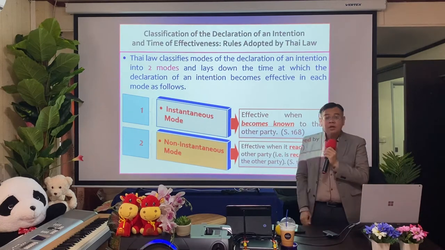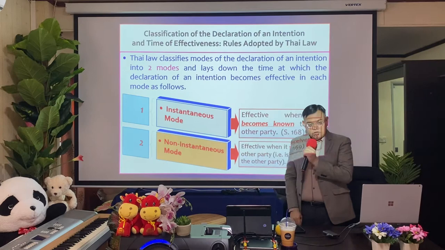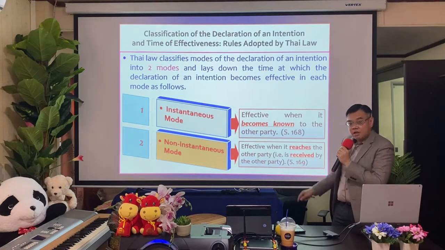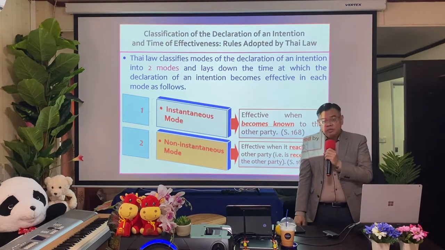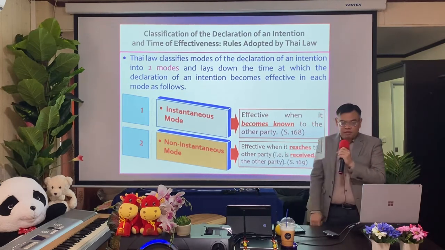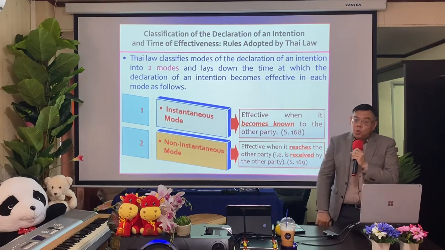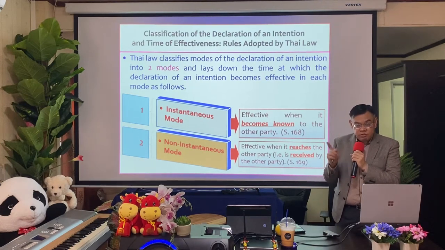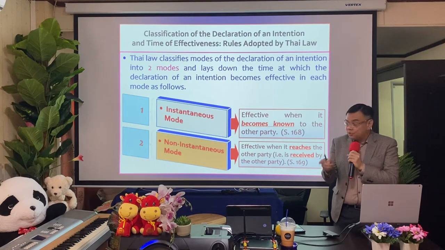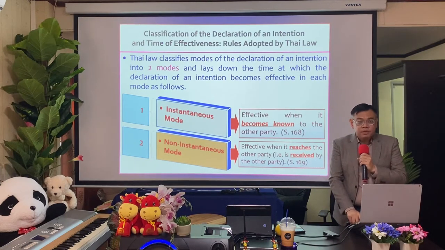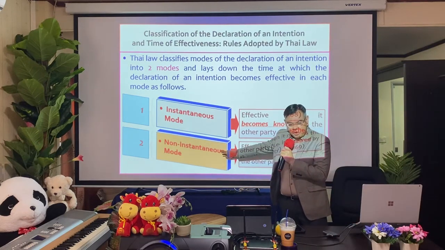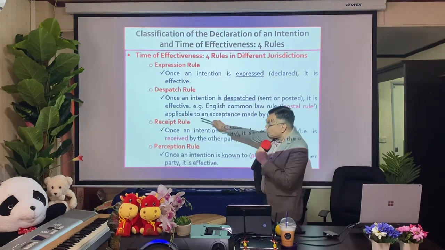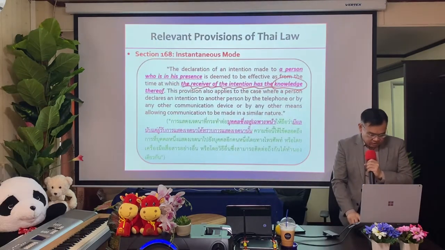With respect to the second mode of communication, a non-instantaneous mode of communication, according to Section 169 of the Civil and Commercial Code of Thailand, the declaration of the intention in this mode will be effective when it reaches the other party. The law uses the word reach. Reach here means that when the declaration of the intention reaches the other party, it is received by the other party. So with respect to a non-instantaneous mode of communication, Thai law adopts the receipt rule here. This is what we dealt with in the first half of the lecture.